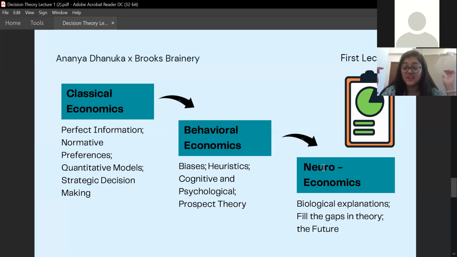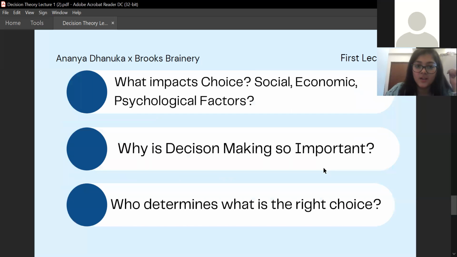All right, so it's a huge field, and it's predicted to fill in the gaps that remain in classical economics and the gaps that remain in behavioral economics. So that's essentially where the end note for this entire series is going to be, to leave you with more questions than you came in with, and that is when I'll know that we've had a good series.